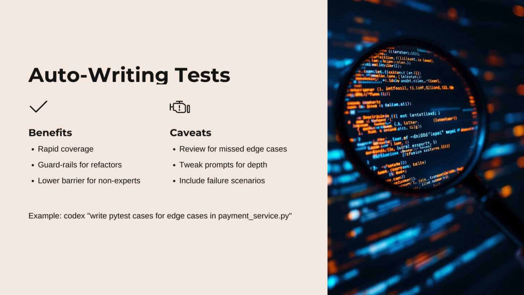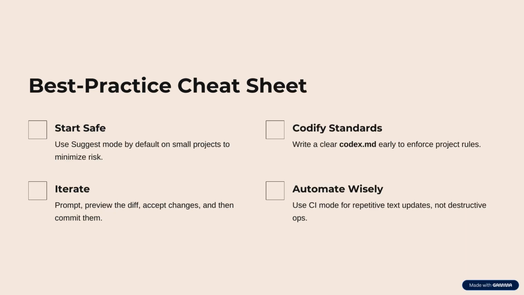Auto-writing tests, when and why. One of the most powerful uses of Codex in automation is writing unit tests. Tests are crucial but can be tedious to write. With Codex, you simply ask it to write tests for your new code or refactoring tasks. It instantly generates testing scaffolds, saving you tons of time and increasing your project's quality. Just remember to review what it generates for completeness and correctness.